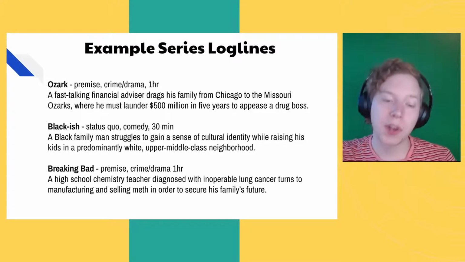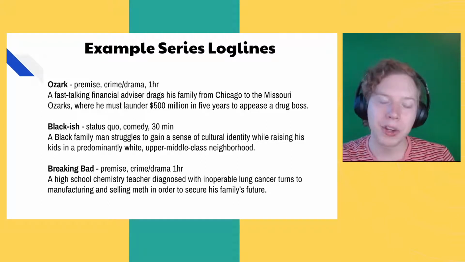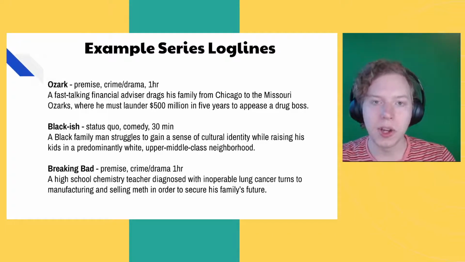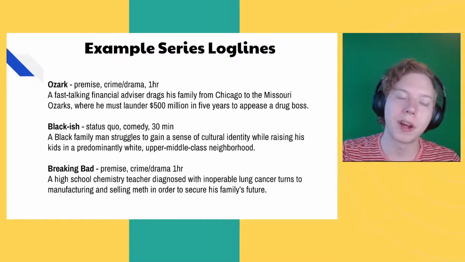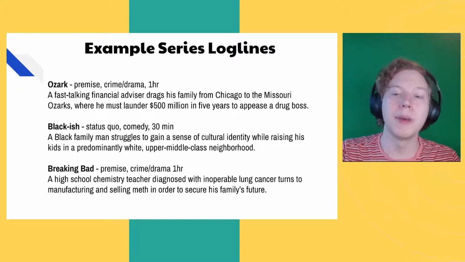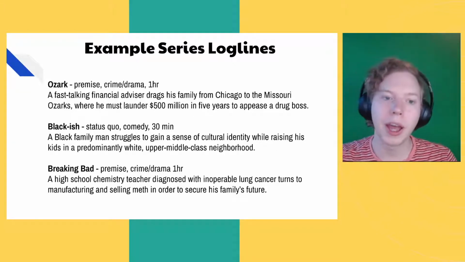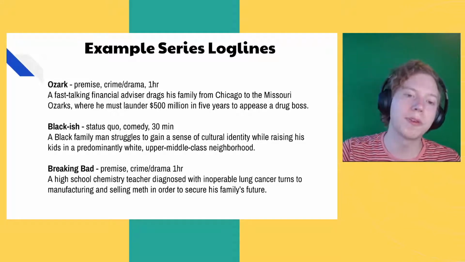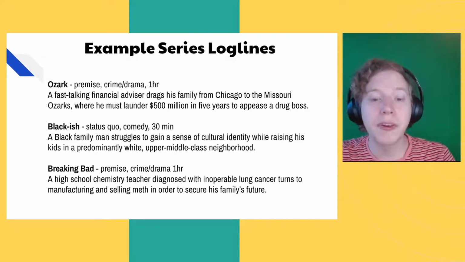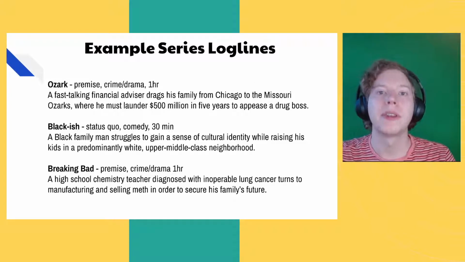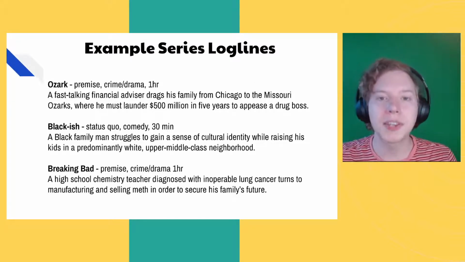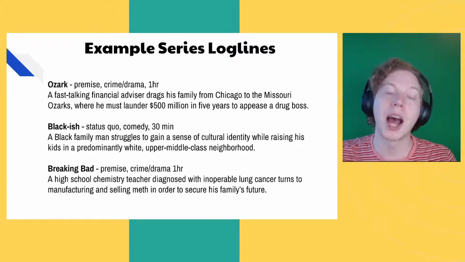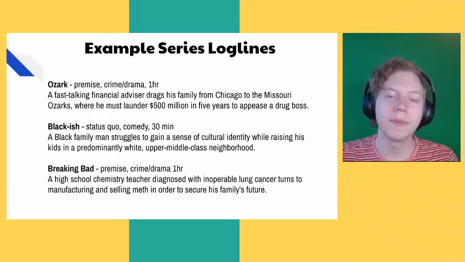We have a fast-talking financial advisor, that's the adjective for the main character, drags his family from Chicago to the Missouri Ozarks. Okay, I get where he's from, and I get the different conflicts that would cause when a city boy moves to this very rural area, and that's a unique setting that we haven't really seen explored as much in crime dramas like this before, where he must launder $500 million in 5 years. That's the level of stakes and the scope of the show, and also the time frame that the show is going to take place over.